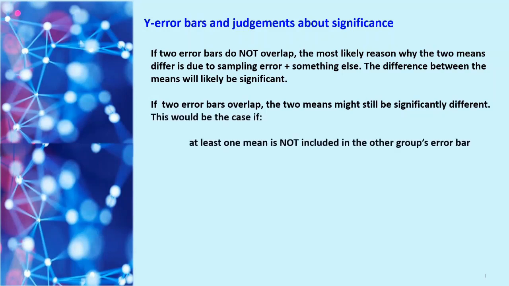So when would it be that the two means could still be significantly different, even though they overlap? Well, this could happen if at least one mean is not included in the other group's error bar. All right, I'm going to show you a representation of that, but this is one of the exceptions. Okay, so if the mean for group 1 is not included in the error bar for group 2, then the two means could still be significantly different. Or it might be that that's true for each mean. So the mean for group 1 might not be included in the error bar for group 2. Similarly, the mean for group 2 might not be within the error bar for group 1. All right, that would mean that each mean is not included in the other group's error bar. Now I know, don't worry, I know this is a little freaky, but I'm going to give you examples.